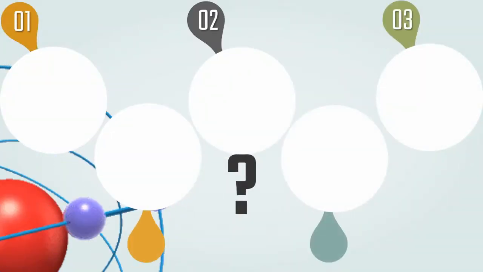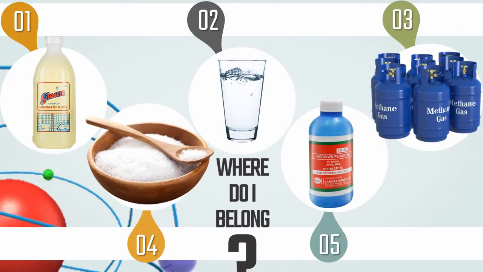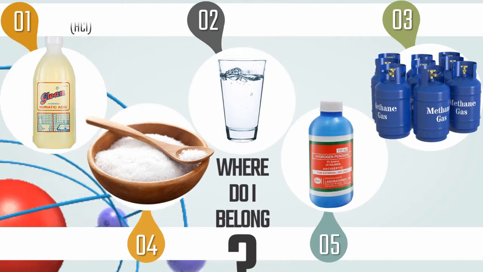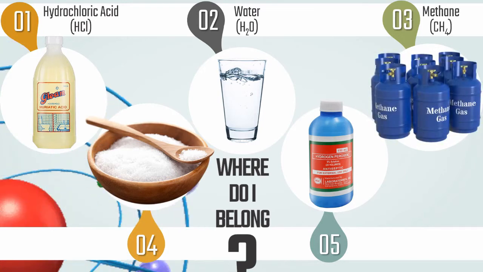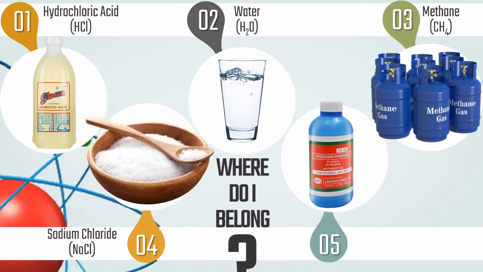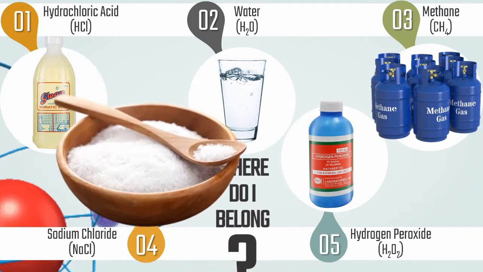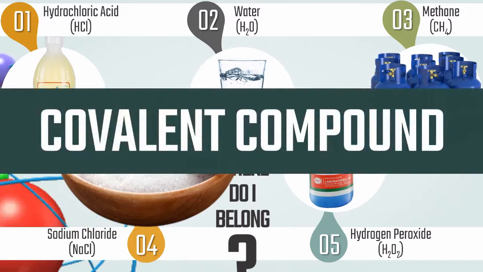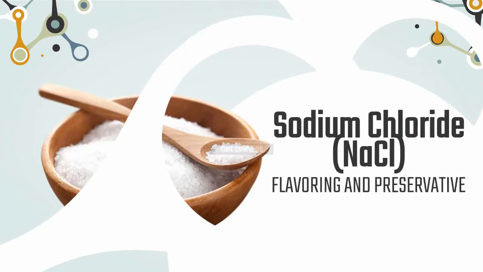Based on your knowledge on that topic, which one among these 5 substances does not belong to the group? We have hydrochloric acid, water, methane, sodium chloride, and hydrogen peroxide. If your answer is sodium chloride, you're correct. All of these substances except sodium chloride are examples of covalent compound. Sodium chloride is an example of ionic compound.